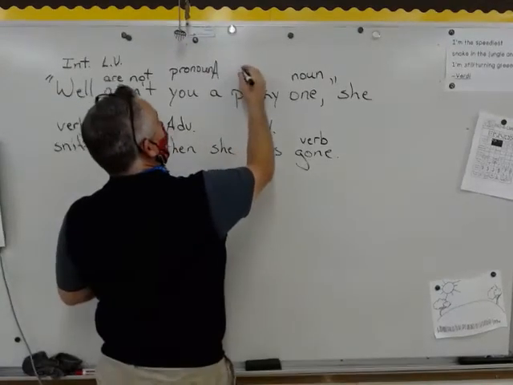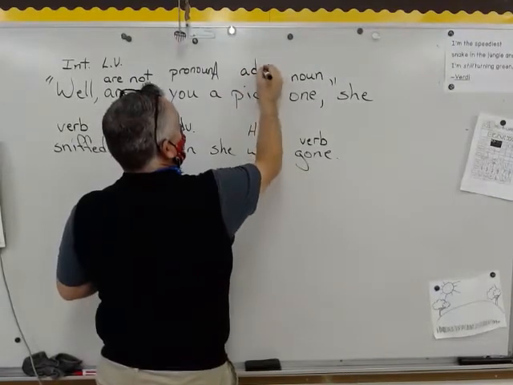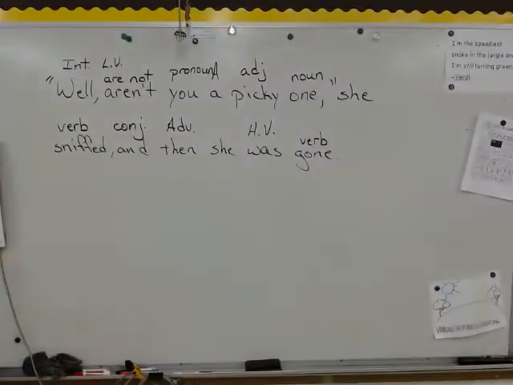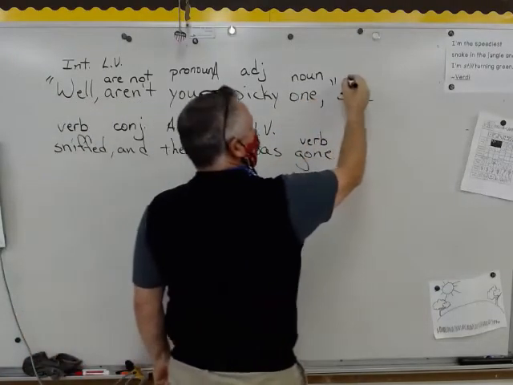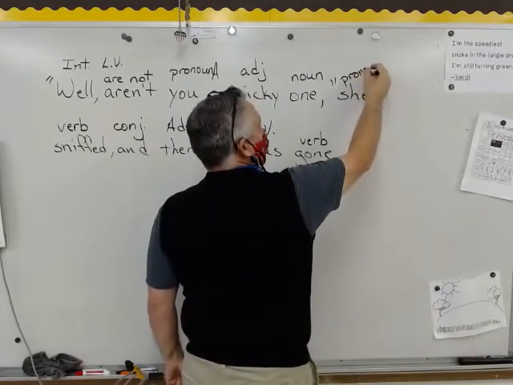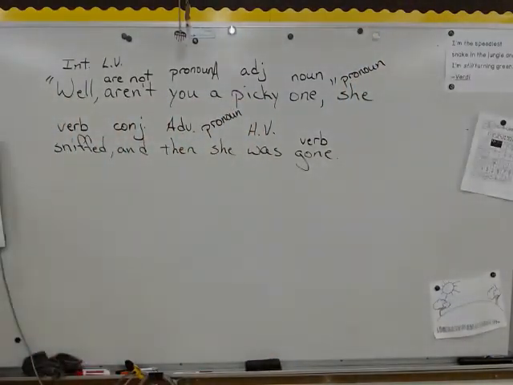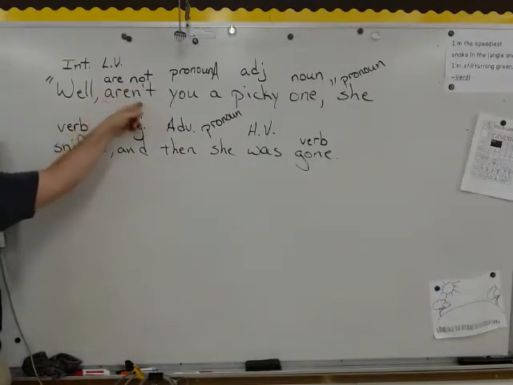An adjective. Picky is an adjective. And now we have the word she twice, and then not. Which one? She's a pronoun. Okay, she is a pronoun, and it's a pronoun both times. Now we just have the word not and the word aren't.